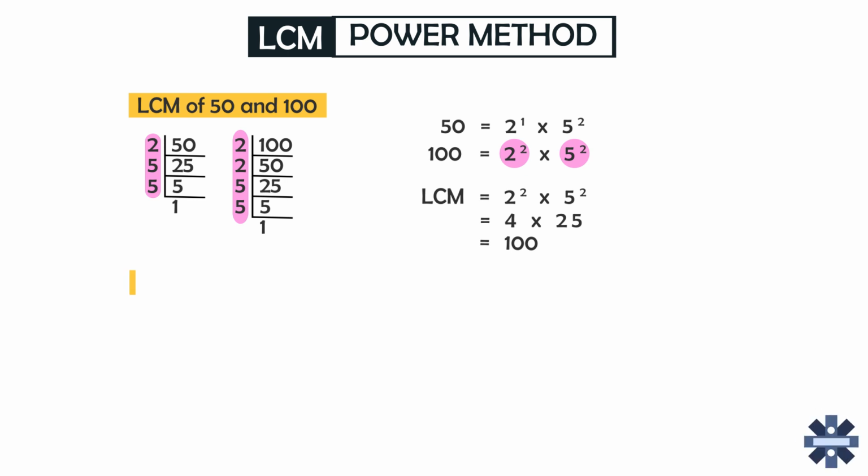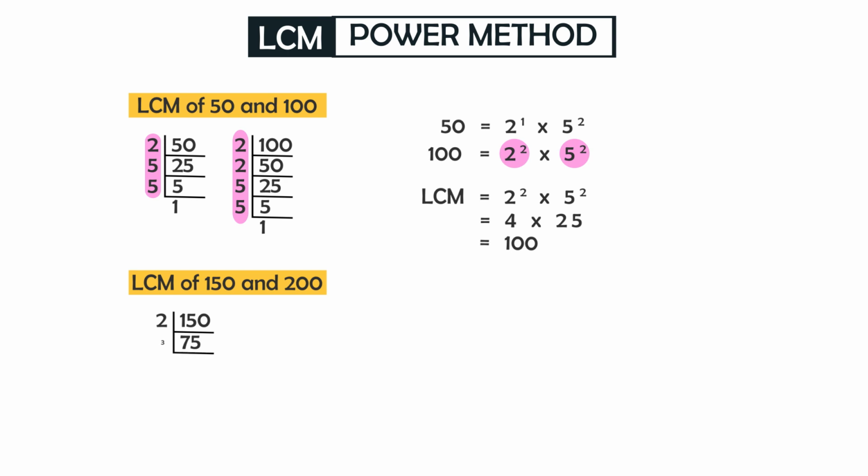Now let's learn the LCM of 150 and 200. Prime factors of 150. 150 divided by 2, 75. 75 divided by 3, 25. 25 divided by 5, 5. 5 divided by 5 is 1. So we can write 150 as 2 to the power 1 into 3 to the power 1 into 5 to the power 2. 200 divided by 2 is 100.